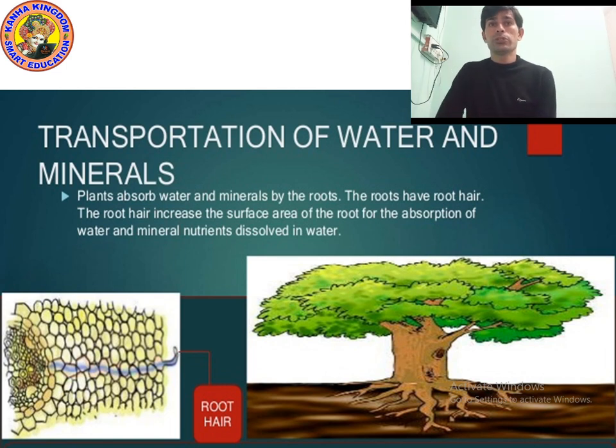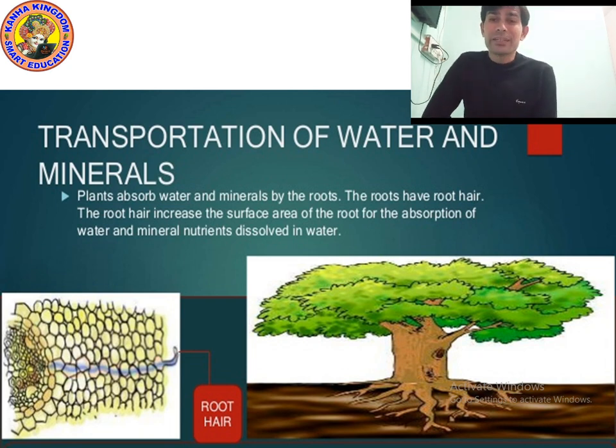So it's transportation of water and mineral. As we know, plants absorb water and mineral by the root. Okay, so actually the roots, as you can see in the picture, have some small hairs present, which are called root hair. Yes, in the roots you might have seen some thread-like structure. They are called root hair. Plants absorb water and mineral through these root hair.